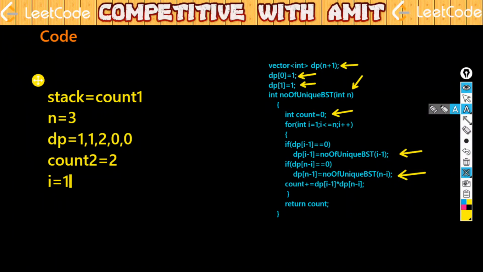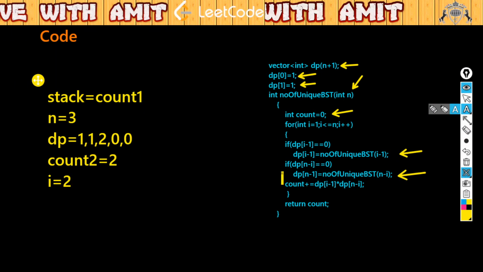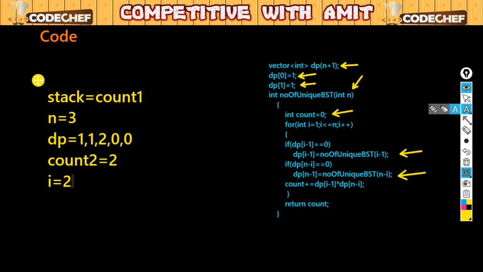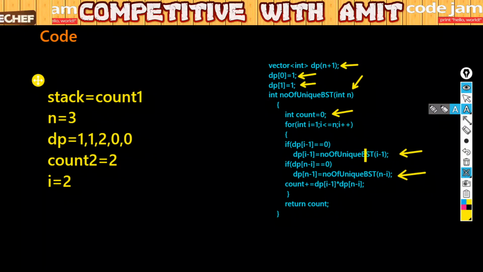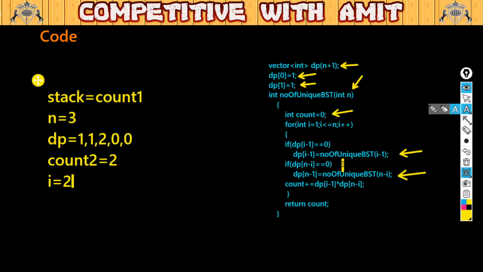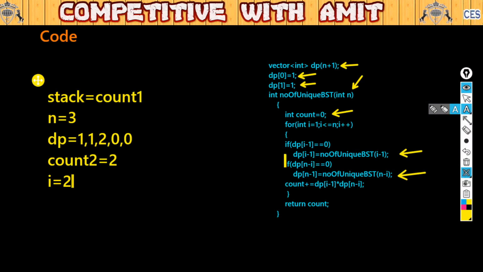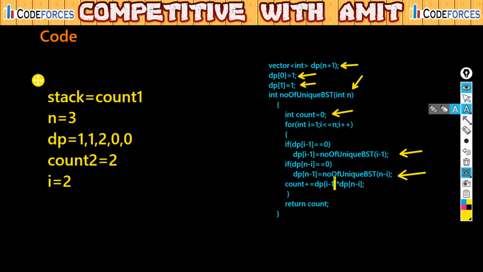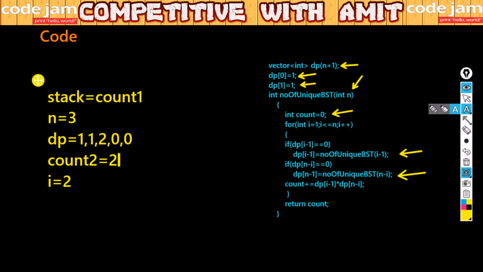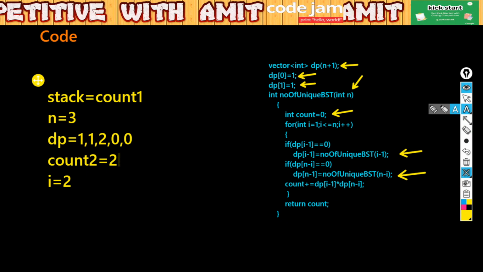So after that the value of I will be 2. We will check this condition first. So 2 minus 1, it will be 1. 1 is 1 here, so this will not be called. After that this will again check that n equals 3. 3 minus 2 is 1. So both have value 1, so both ifs will not be executed. After that this count will be incremented by 1, because 1 multiplied by 1 plus 2, it will be 3.